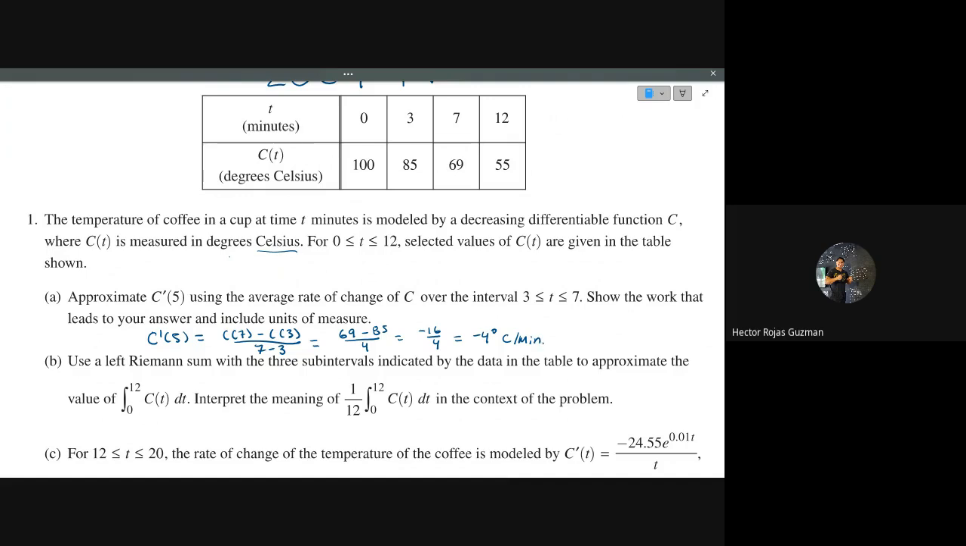Now, to be safe, I would recommend that you take your answer and put it in a sentence, putting it into context, whether or not it's asking for it. So, at t equals 5 minutes, the temperature of the coffee is decreasing at a rate of negative 4 degrees Celsius per minute.